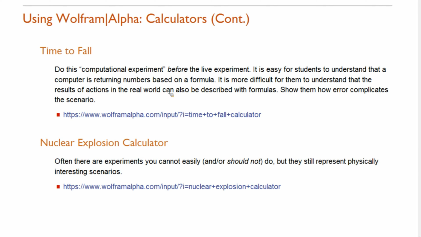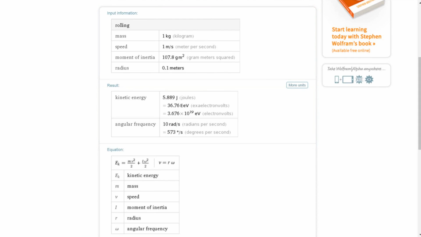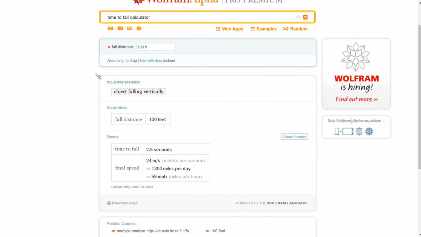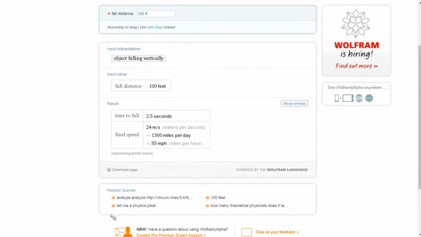So one I like is the time to fall calculator. This one is just what you expect it to be. How long does it take to fall a certain distance? So how I would use this in the classroom is I would put in different distances. I would maybe have my students pair up and put in different distances, and then look at the time to fall and the final speeds. And then do that for lots of different inputs.